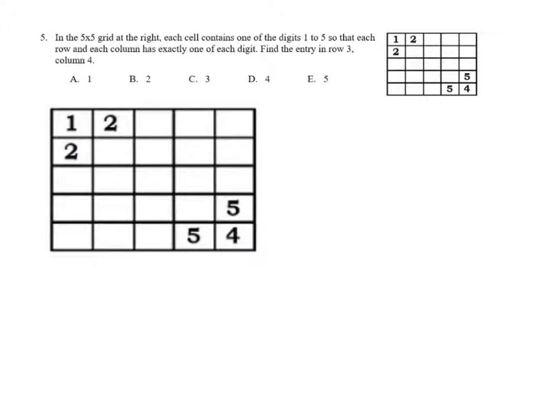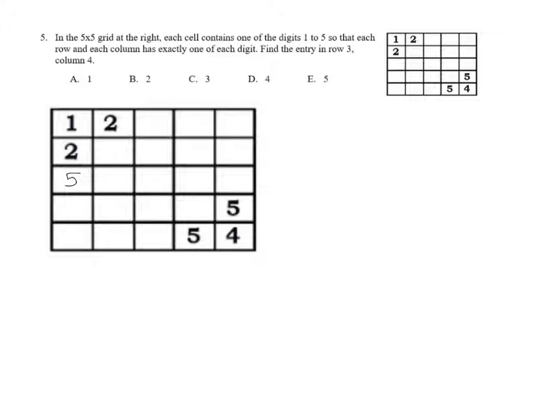The first column starts with a 1 and then a 2, and then 3 blanks. We know that the 5 can't be in either of the bottom 2 blanks because there's already 5s in the bottom 2 rows. That means that the 5 in the first column has to be in the 3rd row. So we'll write it there.